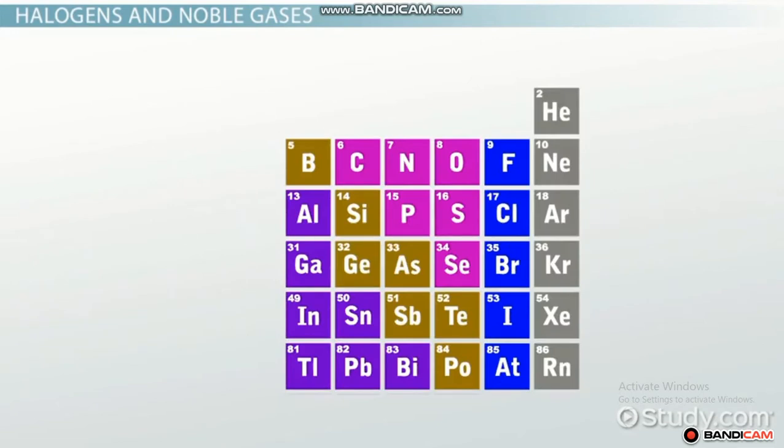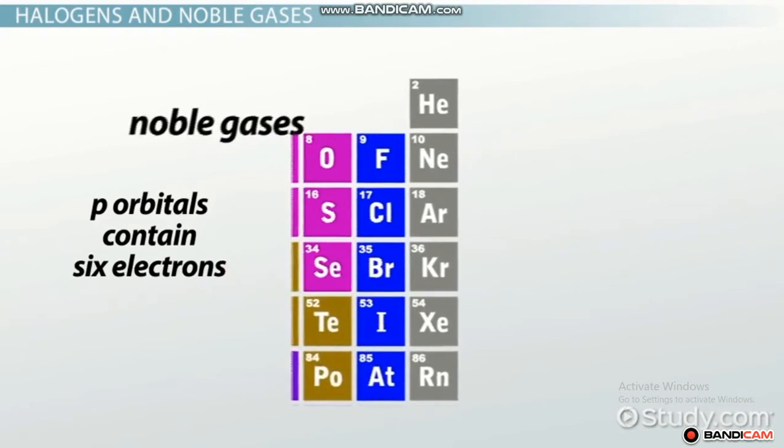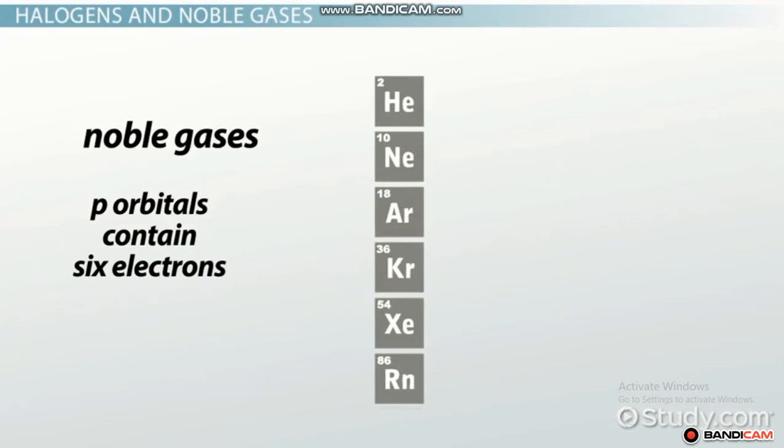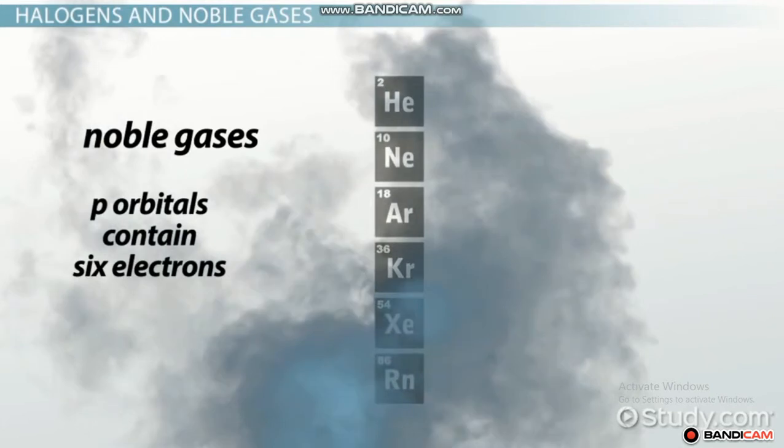The group that resides in column 8A is called the noble gases. Their p orbitals contain 6 electrons. This group is non-reactive and generally do not bond with other elements, preferring to exist by themselves. These gases are clear and odorless.